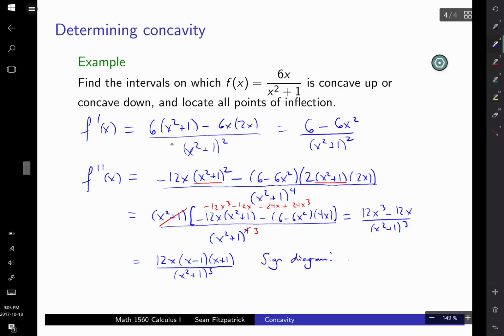What is it going to look like? Well, we mark our zeros, minus 1, 0, 1, and again, if you work through the signs, the bottom is never negative, right? We don't have to worry about the denominator because x squared plus 1 is always positive. And so we just have to worry about the signs in the numerator, and we get to there.